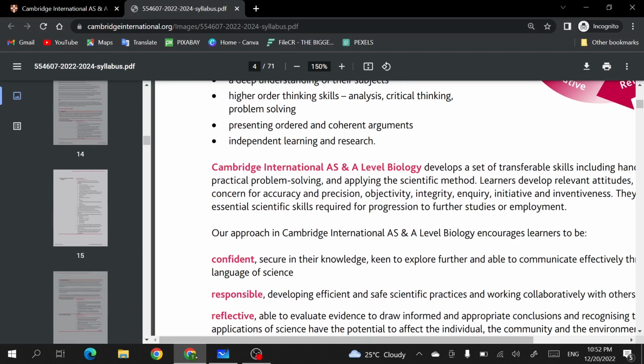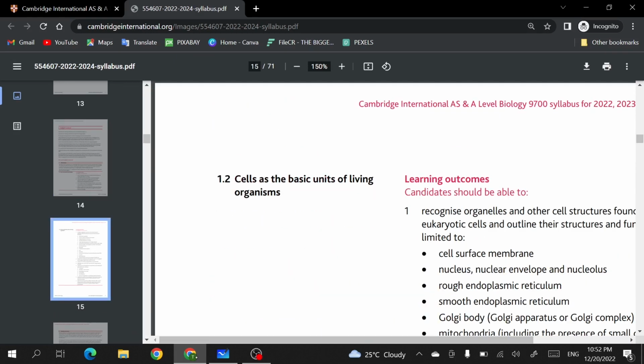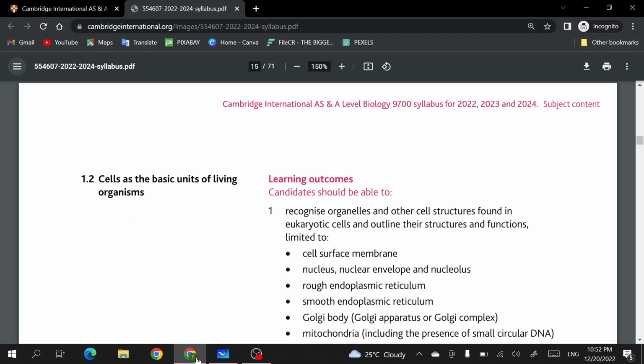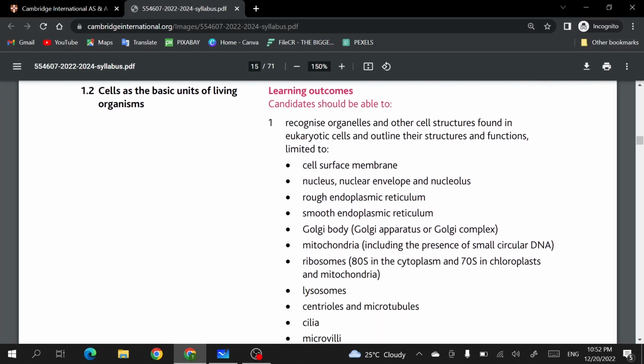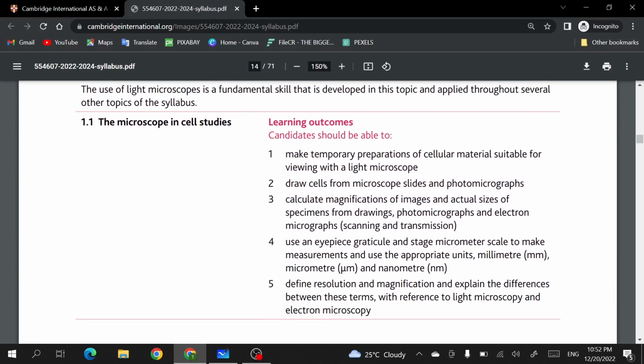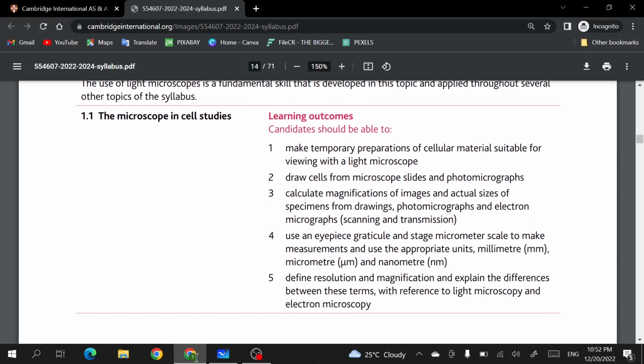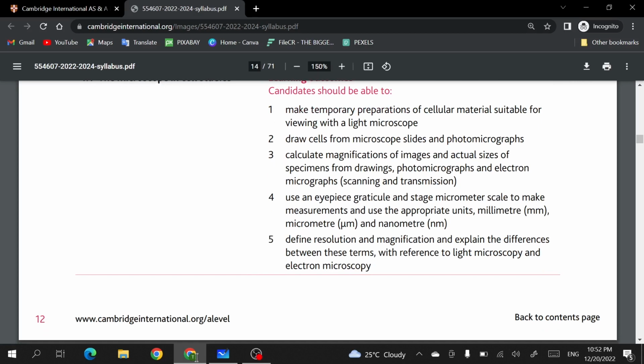So here it is. Here is the first chapter, cell structure. You have to know how to make temporary preparations of cellular material suitable for viewing with the light microscope. This we won't go into, we're just going to brush over the main aspects. Okay, so revision, draw structure, etc.